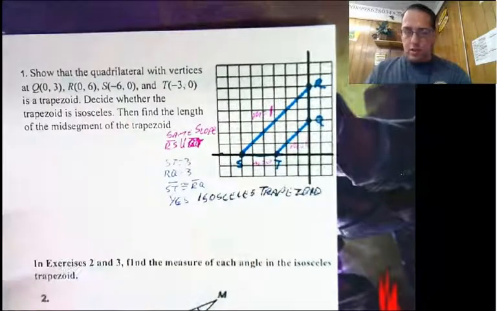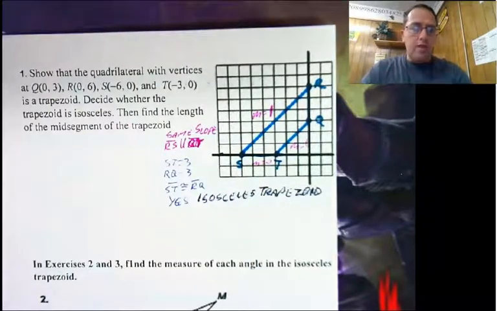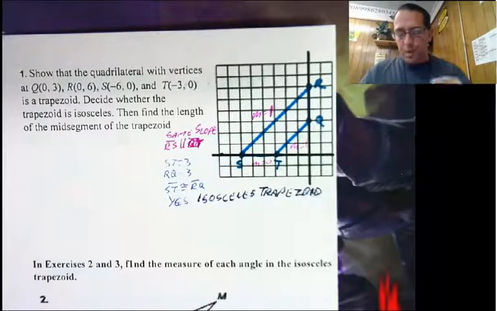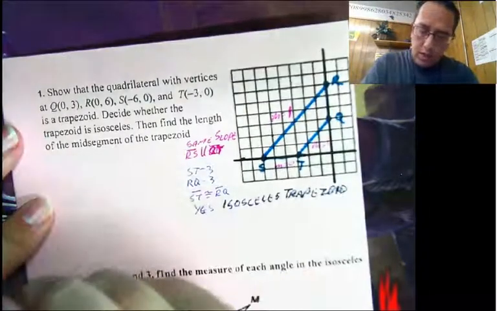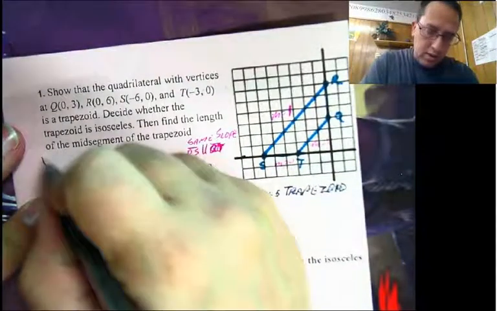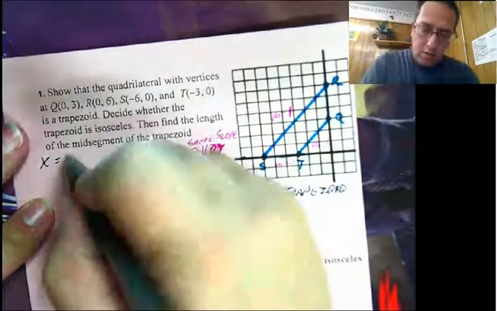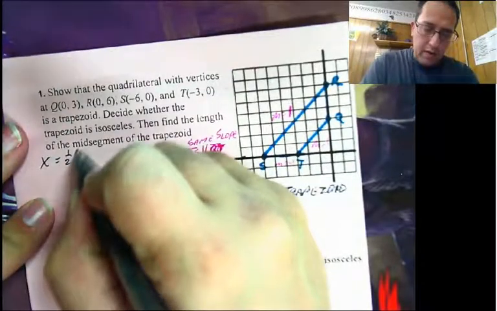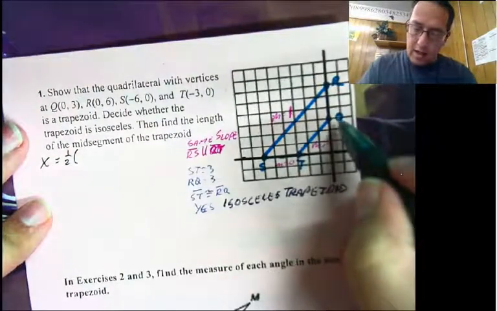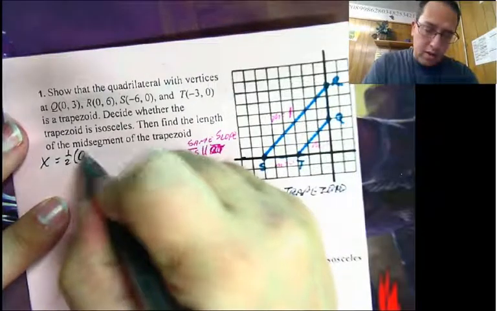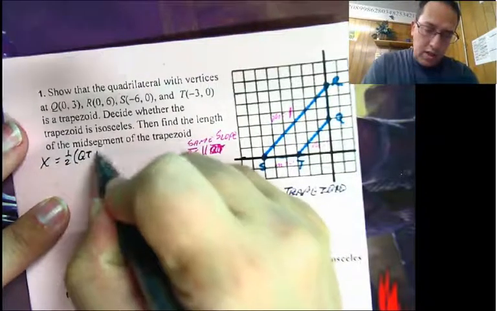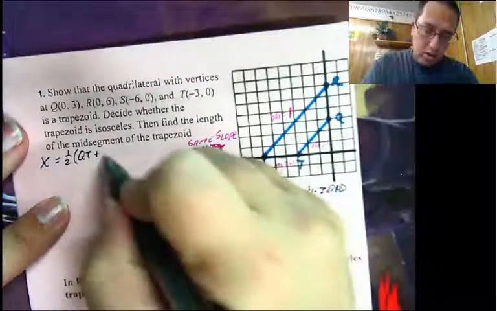Isosceles trapezoid. It is. Okay, so now we need to find the length of the midsegment. That's going to be a little bit more difficult. If you remember, the length of the midsegment, we'll just call this x, is going to equal 1/2 the length of the two bases added together. So that is going to be 1/2 the length of QT plus RS.